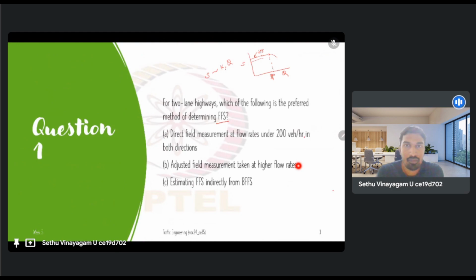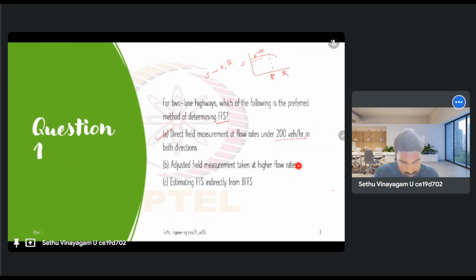So we should be taking these measurements at low flow and low density conditions, where we expect the free flow to occur. The measurement should be taken at that point in time, so that we get the closest and most accurate estimate of the free flow speed. That's the first option, directly estimating from the field, when the flow is very close to zero, like 200 vehicles per hour. With respect to the capacity, 200 vehicles per hour is a low flow rate.